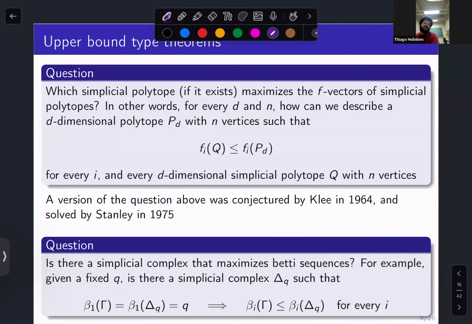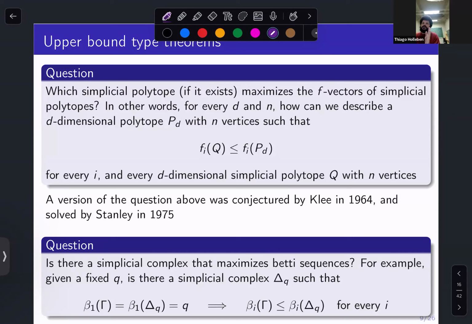The sort of thing that you can ask is, is there a version of this for this betti sequence that I'm defining? Is there a simplicial complex that maximizes the betti sequence? In other words, we need parameters, because just like for polytopes, you can always add more vertices and make it bigger by doing little subdivisions. There are similar operations that would simply increase every entry. So what we do is we fix one entry of the betti sequence.